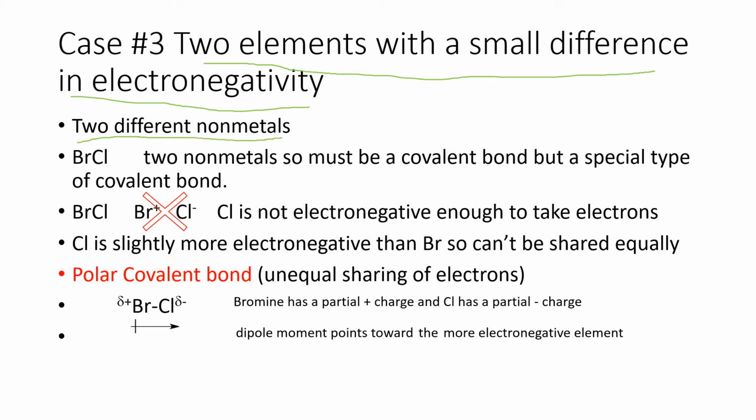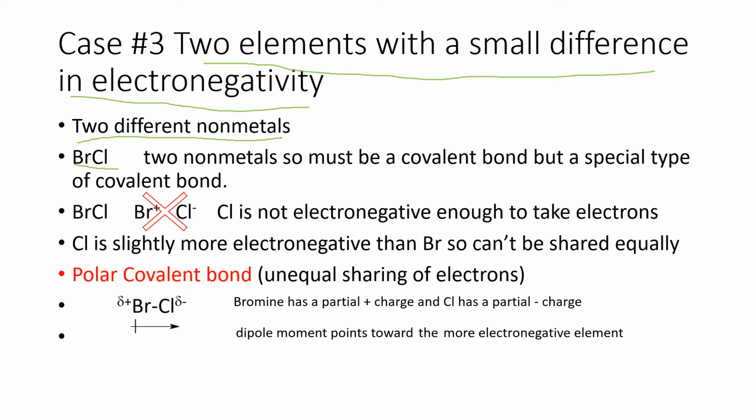A good example of that, if we keep chlorine as our common element when we discuss how chlorine is going to bond, would be something like BrCl. You recognize both bromine and chlorine as nonmetals, so this must be a covalent bond, but this is going to be a special type of covalent bond. So I want to compare and contrast this to the two other cases that we had. First case, ionic. This is not going to be an ionic compound.